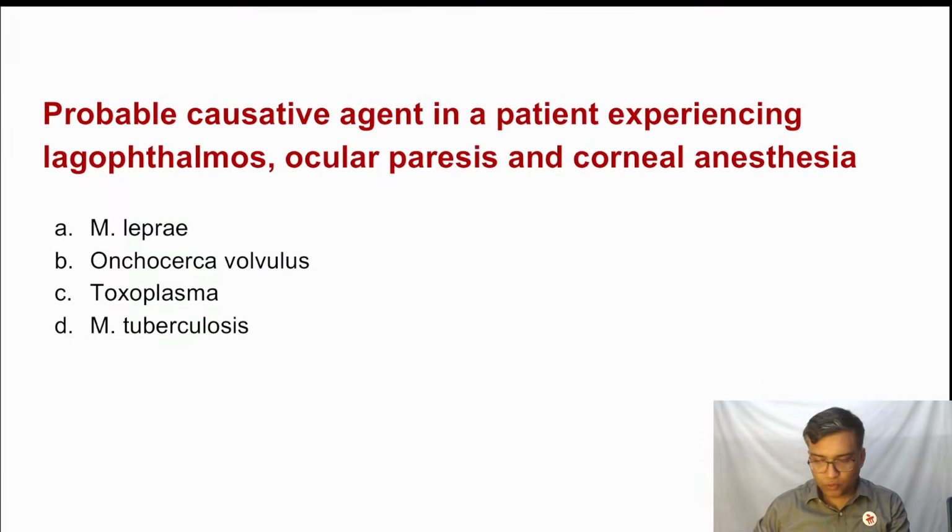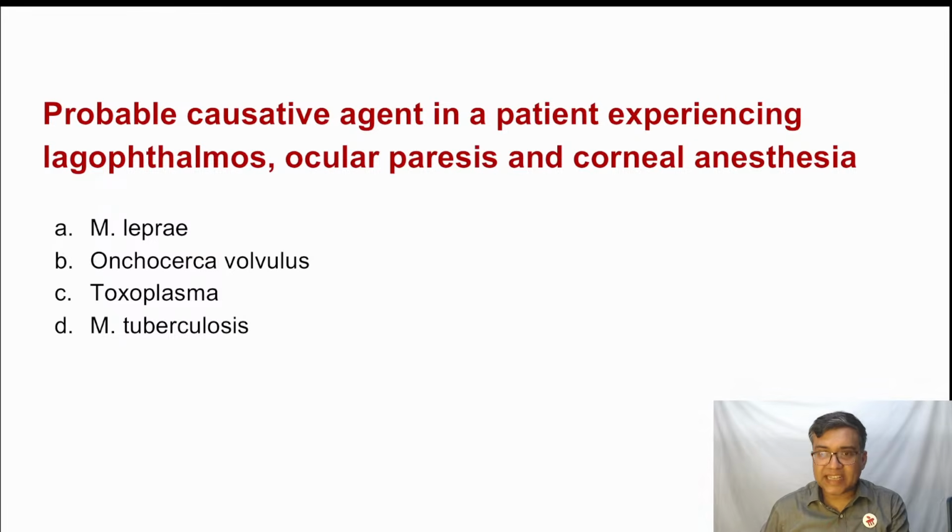Okay, so next we move to our next question. Probable causative agent in a patient experiencing lagophthalmos, ocular paresis, and corneal anesthesia. So your options are Mycobacterium leprae, Onchocerca, Toxoplasma, and Mycobacterium tuberculosis. If any one of you want to answer it in the comment section, please do.